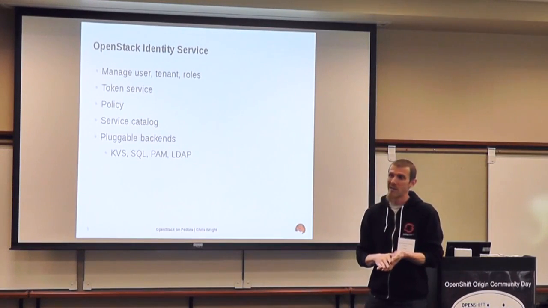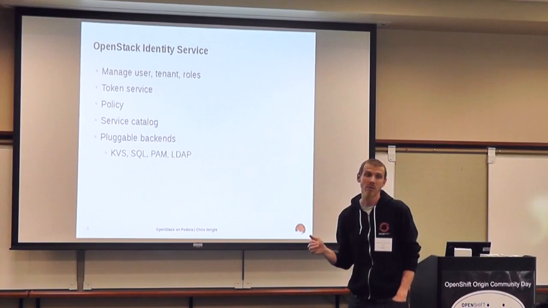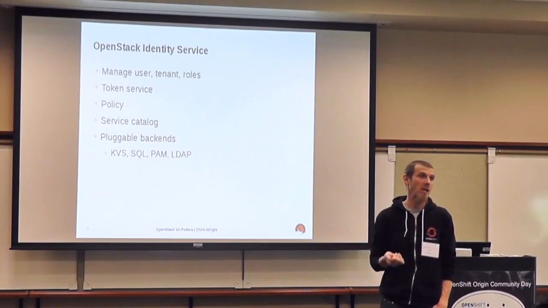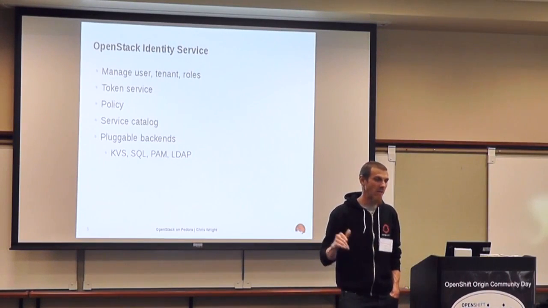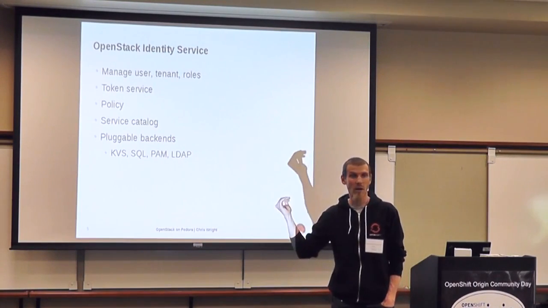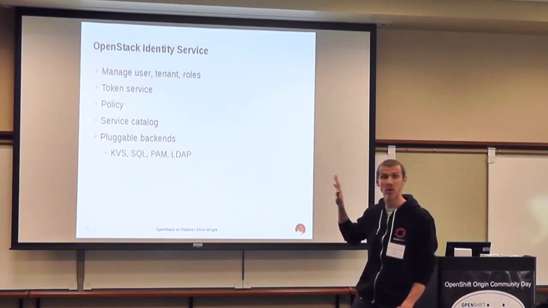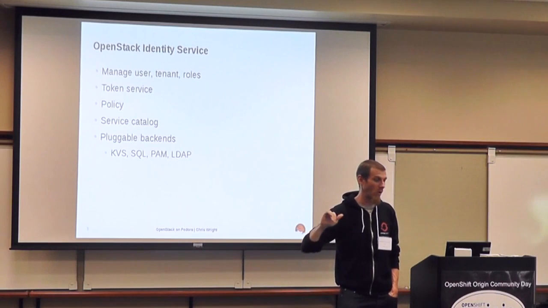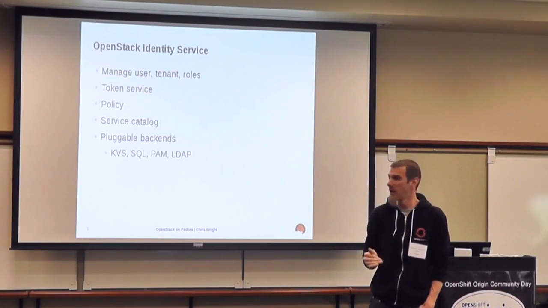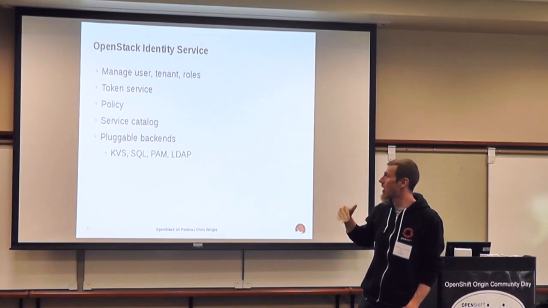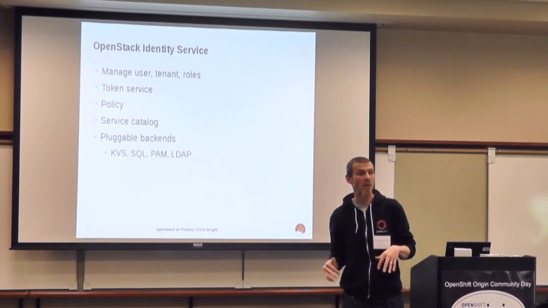The identity service, like many of the OpenStack services, is designed to be pluggable. So there's a short list of pluggable backends here. The first one is a key value store. I think the second one is SQL backends. You could do PAM, or you could integrate to LDAP, or some directory-based user system. The goal there is to give you a number of different ways to integrate Keystone into your environment.